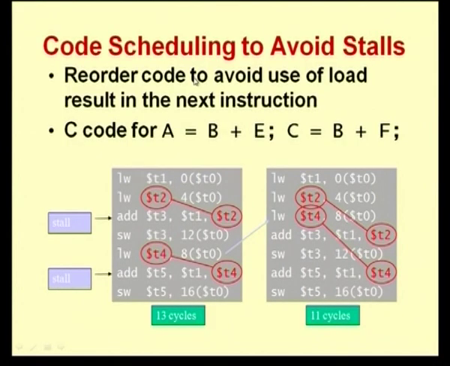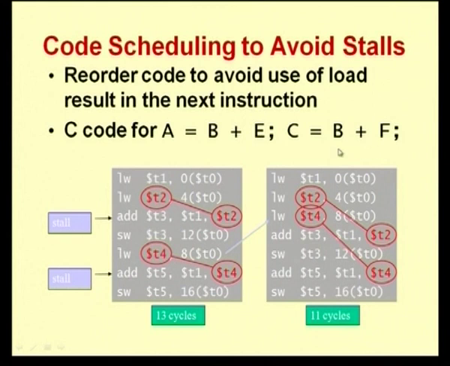So this is another commonly used technique that we have, which is scheduling the code in order to avoid stalls. Okay, so how do we reorder the code? Let us say, for instance, you had this code A equal to B plus E and C is equal to B plus F. So this is two pieces of code that we have. Typically, how would you write it? You will have to load B, load E, and then add and then store the result into A. Now, if you already loaded B, you do not have to load it again.